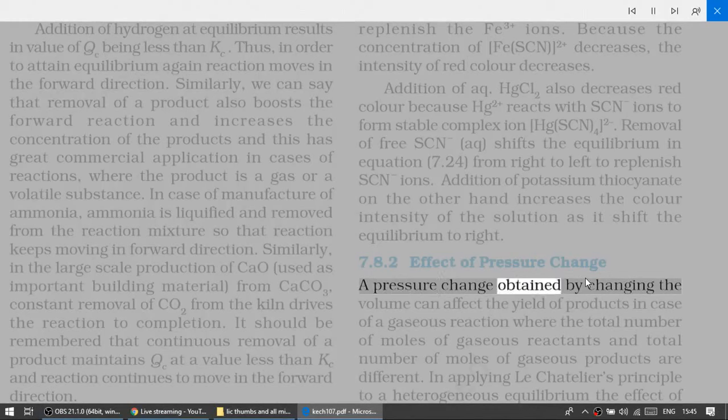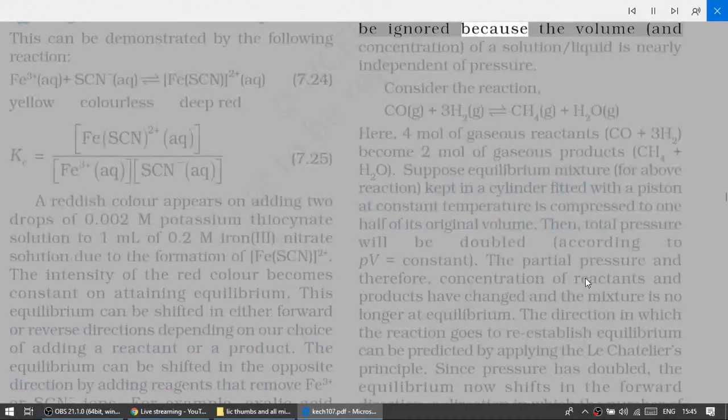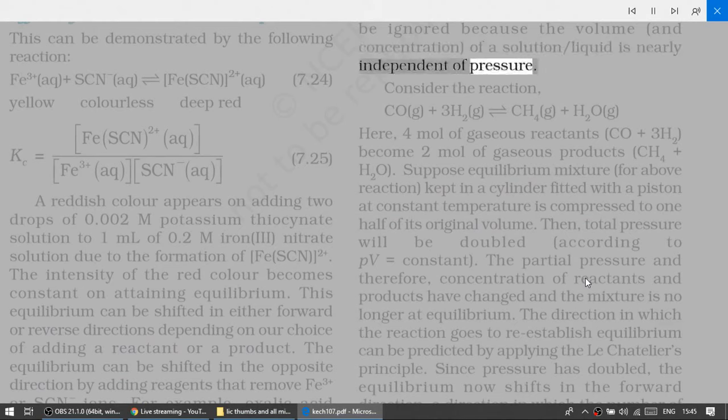Effect of pressure change. A pressure change obtained by changing the volume can affect the yield of products in case of a gaseous reaction where the total number of moles of gaseous reactants and total number of moles of gaseous products are different. In applying Le Chatelier's principle to a heterogeneous equilibrium, the effect of pressure changes on solids and liquids can be ignored because the volume and concentration of a solid or liquid is nearly independent of pressure.